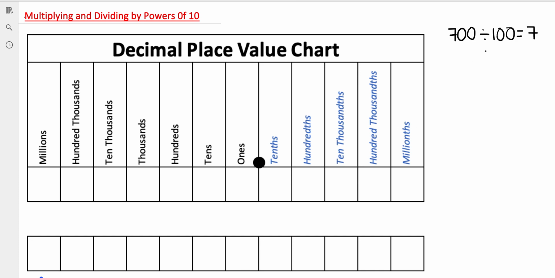So if I write this 700 in this grid, I will write it here: 7 hundreds, 0 tens, 0 ones. Agree with me? Now, I'm going to divide by 100. Before, when we were multiplying, we were going to the left. Now, if I'm going to divide, I'm going to go to the right.